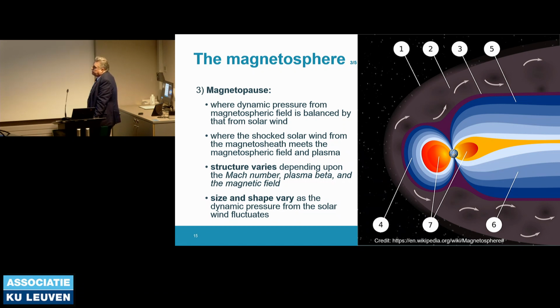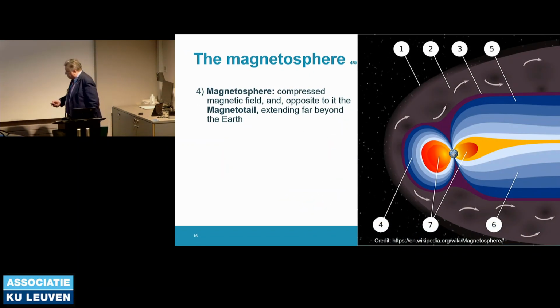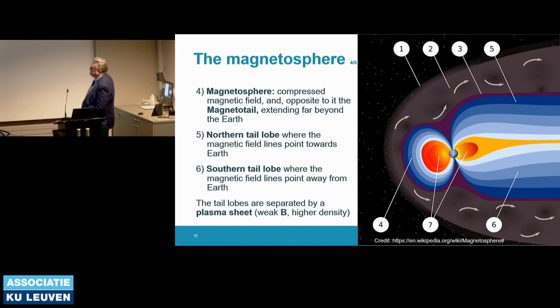The size and the shape of this magnetopause, of course, vary as the dynamic pressure of the solar wind is fluctuating, as we have seen in this illustration before. The magnetosphere itself is actually the compressed magnetic field. This is what is indicated, everything within the blue contour lines here is the magnetosphere. And you have here in front the day side, and then here you have the magnetotail, which is extending far beyond the Earth. I will tell you the dimensions a bit later. It has a northern lobe and a southern lobe. Here the field lines come towards the Earth, and here the fields go away from the Earth. And between the two lobes you have a plasma sheet where the magnetic field is very weak and you have a higher density.